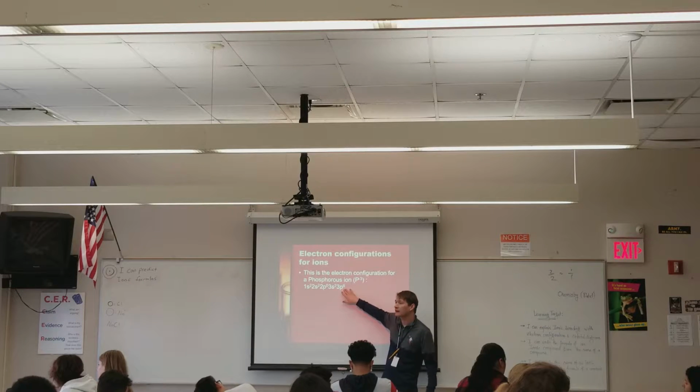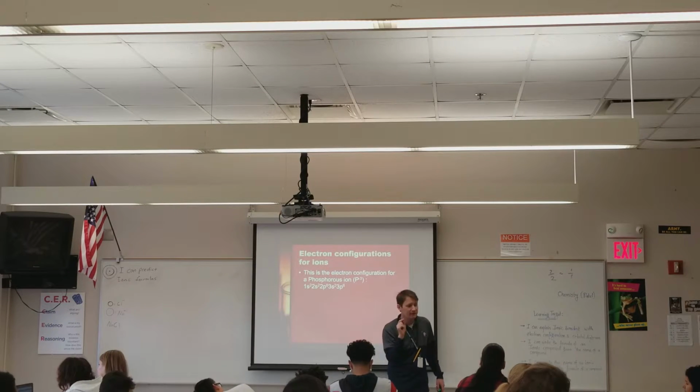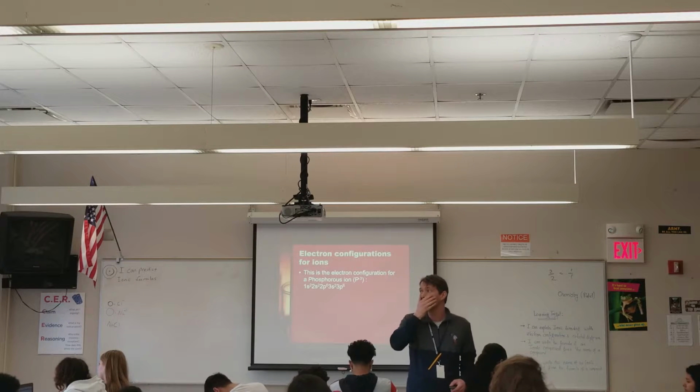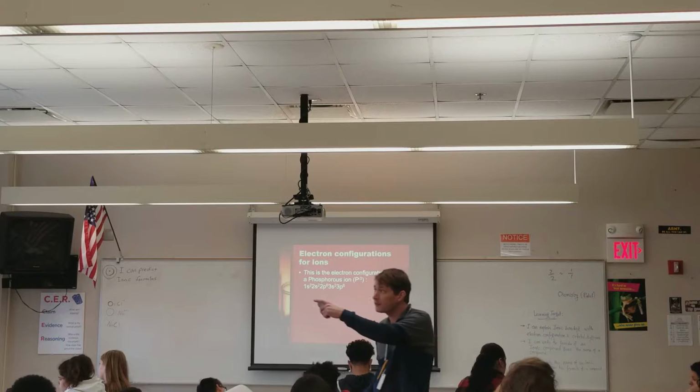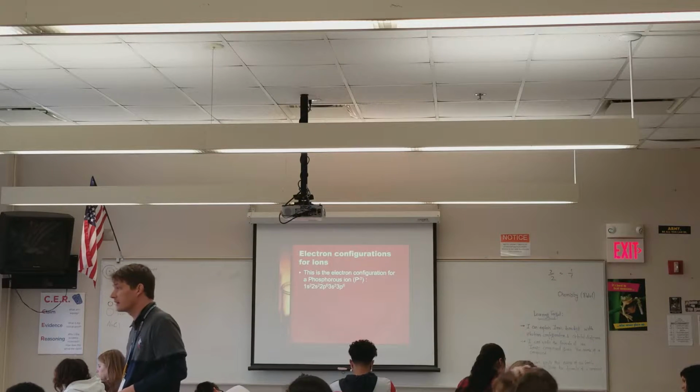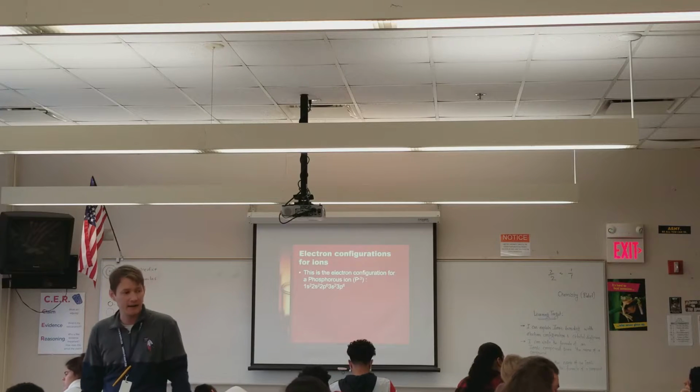If you look at that electron configuration, if you did not know that it was a phosphorus ion, you just looked at the electron configuration, you would say that's the electron configuration for what? No, because phosphorus ends in 3p4. Actually, 3p3. Yeah, you'd be like, that's argon, right?